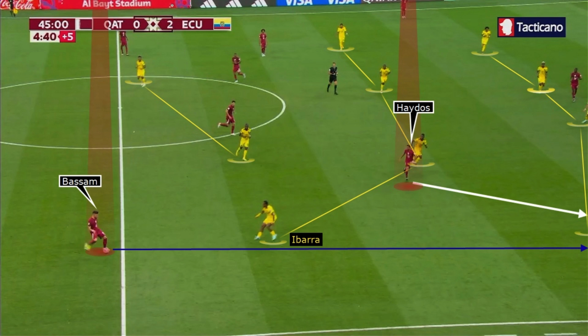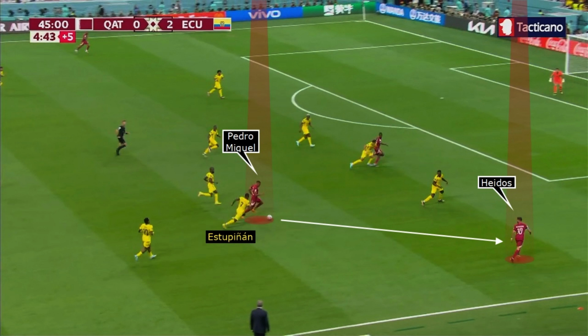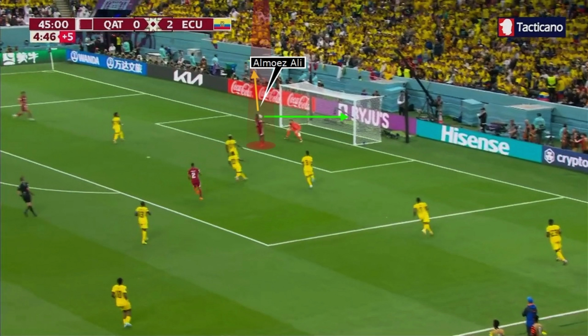Example 2. Bassam passes on the right side. Miguel receives the ball and goes deep. Hassan Haidos goes to the right side to the space. Miguel passes to Hassan Haidos. He played the cross, but in the end Mohammed Ali failed to convert it to a goal. He should have hit the ball with his head from the same direction as the cross to the left of the goalkeeper, but he did the opposite and lost the ball.